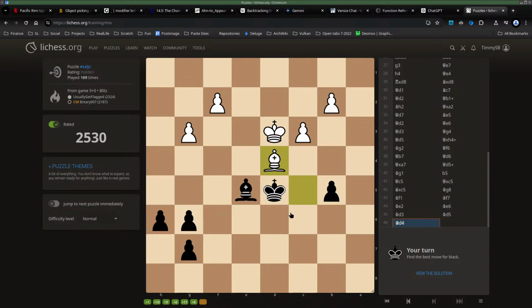Okay, we can break on that side. Maybe we should just exchange and then break on this side. So the king comes to help, and then I have 1, 2, 3, 4, 5, 6, 7, 8 moves to promote this one. But I can't say that I feel very sure about it. Not at all.